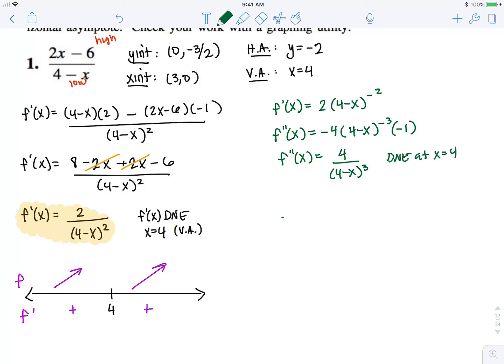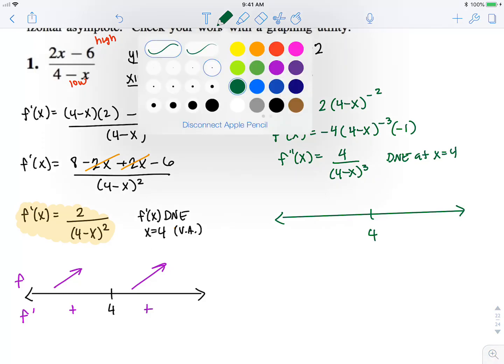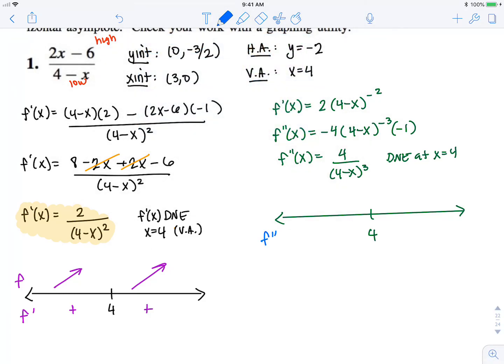So now I can use another sign chart here with 4 as my critical point, and we are comparing our second derivative to our original graph. So if we pick a number less than 4 and plug it into our second derivative, we get a positive number, so our function's concave up, and a number greater than 4 gives us a negative second derivative, which means it's concave down. So remember, this is not an inflection point because f of 4 does not exist.